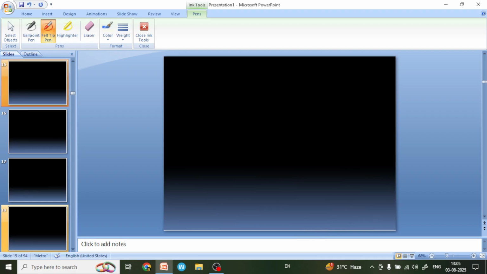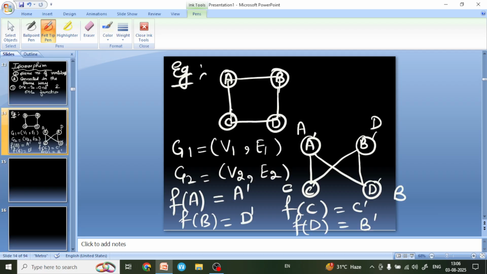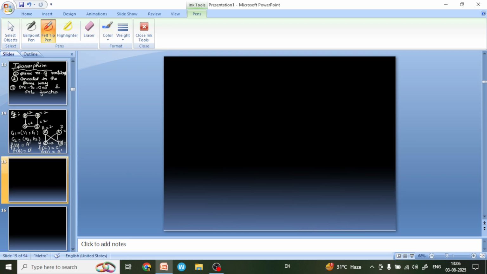Now next, you should keep in mind some points. Isomorphic graphs have the same degree list. More useful, if degree lists are different, then two graphs are not isomorphic. You can see in the previous example, its degree 2, its degree 2, its degree 2, its degree 2. Here also degree 2, 2, 2, 2. Both graphs have the same degrees, so that's why it is isomorphic. If the degrees are not the same, then it is not isomorphic.